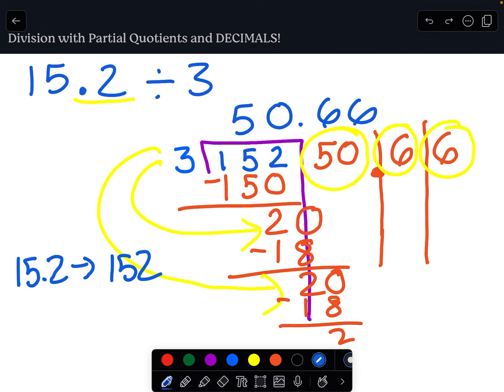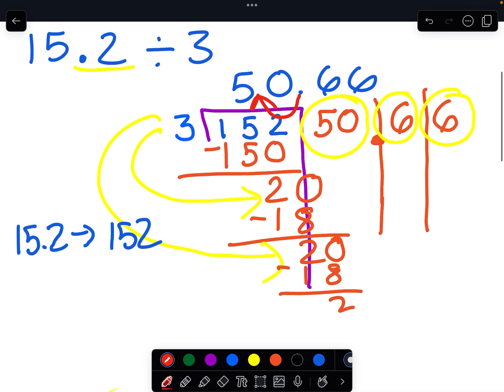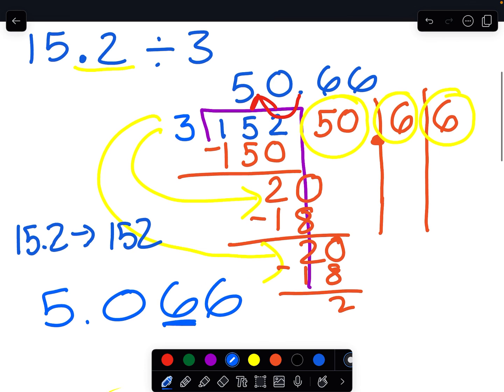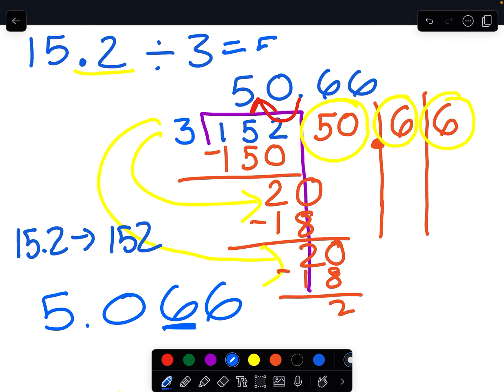So what I do is I go back up to my answer, my quotient, and I move that decimal point back. So really, what I have as my answer is 5.066. But I think we said we just want to round to the nearest hundredth, which is that spot right there. So I'm going to make my answer 5.07, rounding up. And there you have it. And that's how we work with decimals in a nutshell.